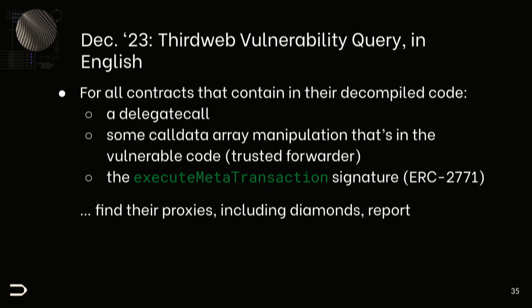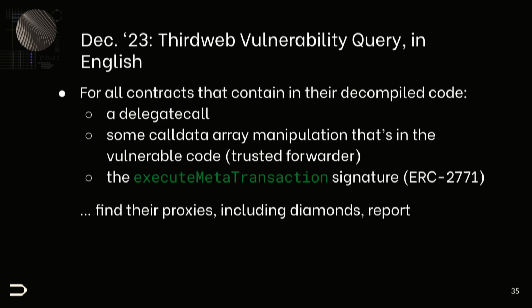How did we do it in this case? Well, in English, it looks a bit like this. For all contracts that contain these elements in their decompiled code, so they contain a delegate call, they contain some specific calldata array manipulation that indicates a trusted forwarder, which is part of this vulnerability, and they also support a certain interface that indicates multi-calling: find the contracts themselves, and if they're implementation contracts, also find their proxies, including diamond proxies, and report the union of all of those.